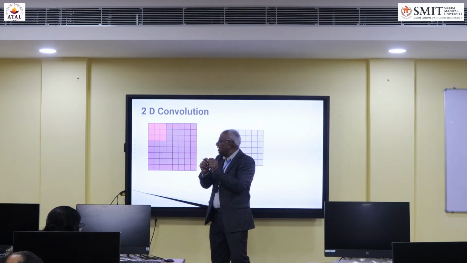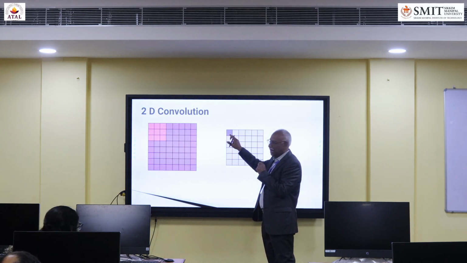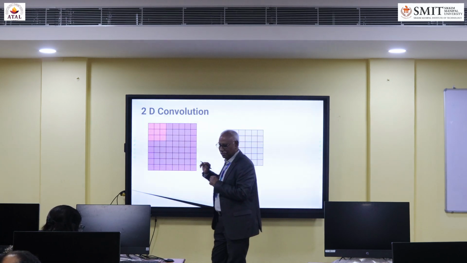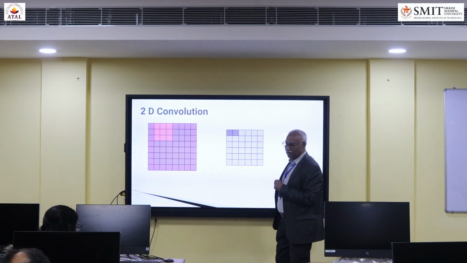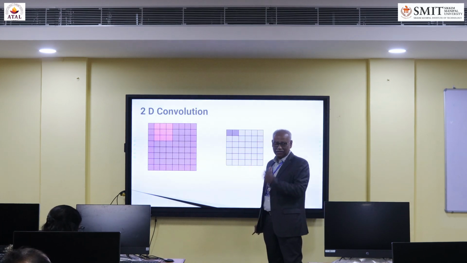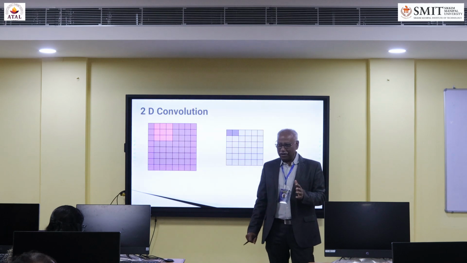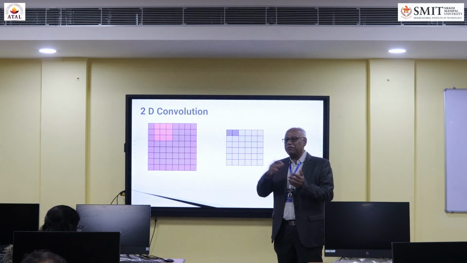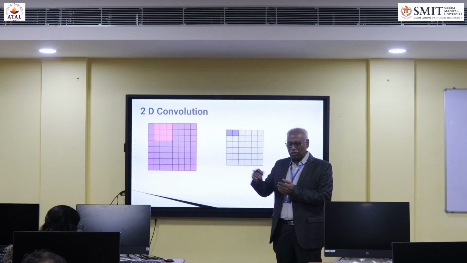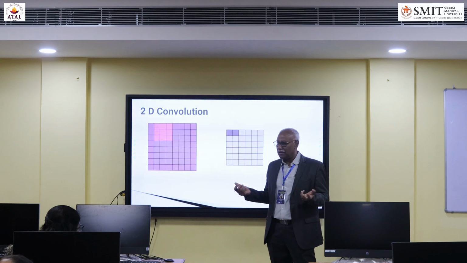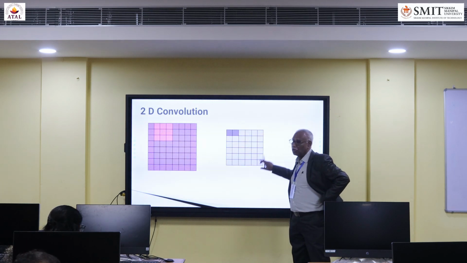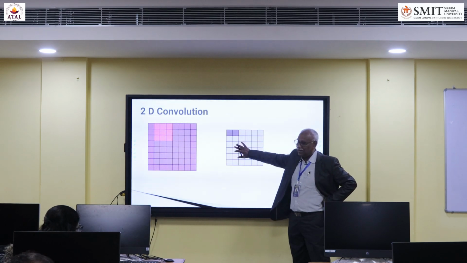So this sum that you get is your convolution output at this location, the center of the kernel. Next, you shift the kernel. This is what is called stride. When you talk about deep learning, this process of shifting is called stride. You can shift by one, you can shift by two locations and so on. Whether you decide stride to be 1 or 2 will decide the size of your convolved output.